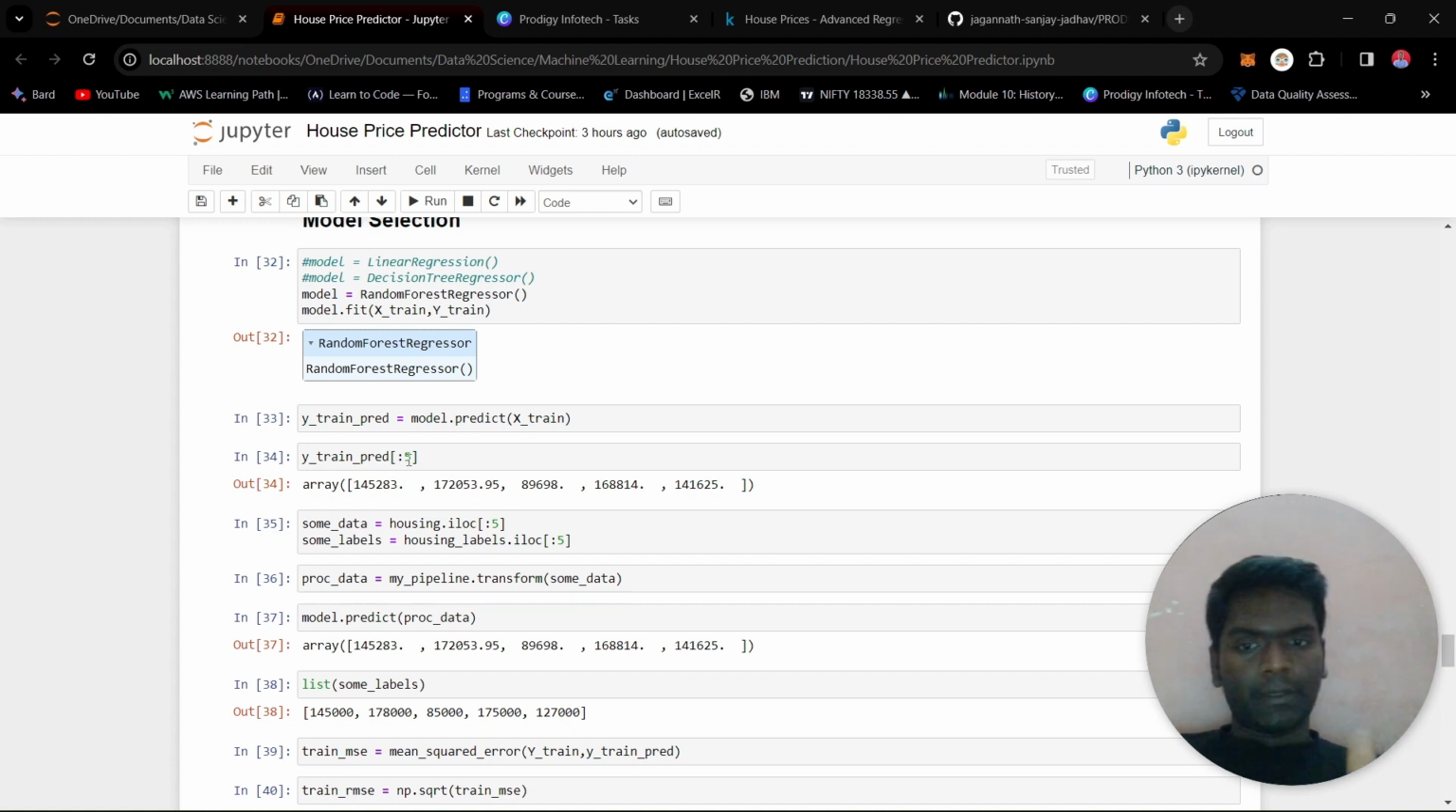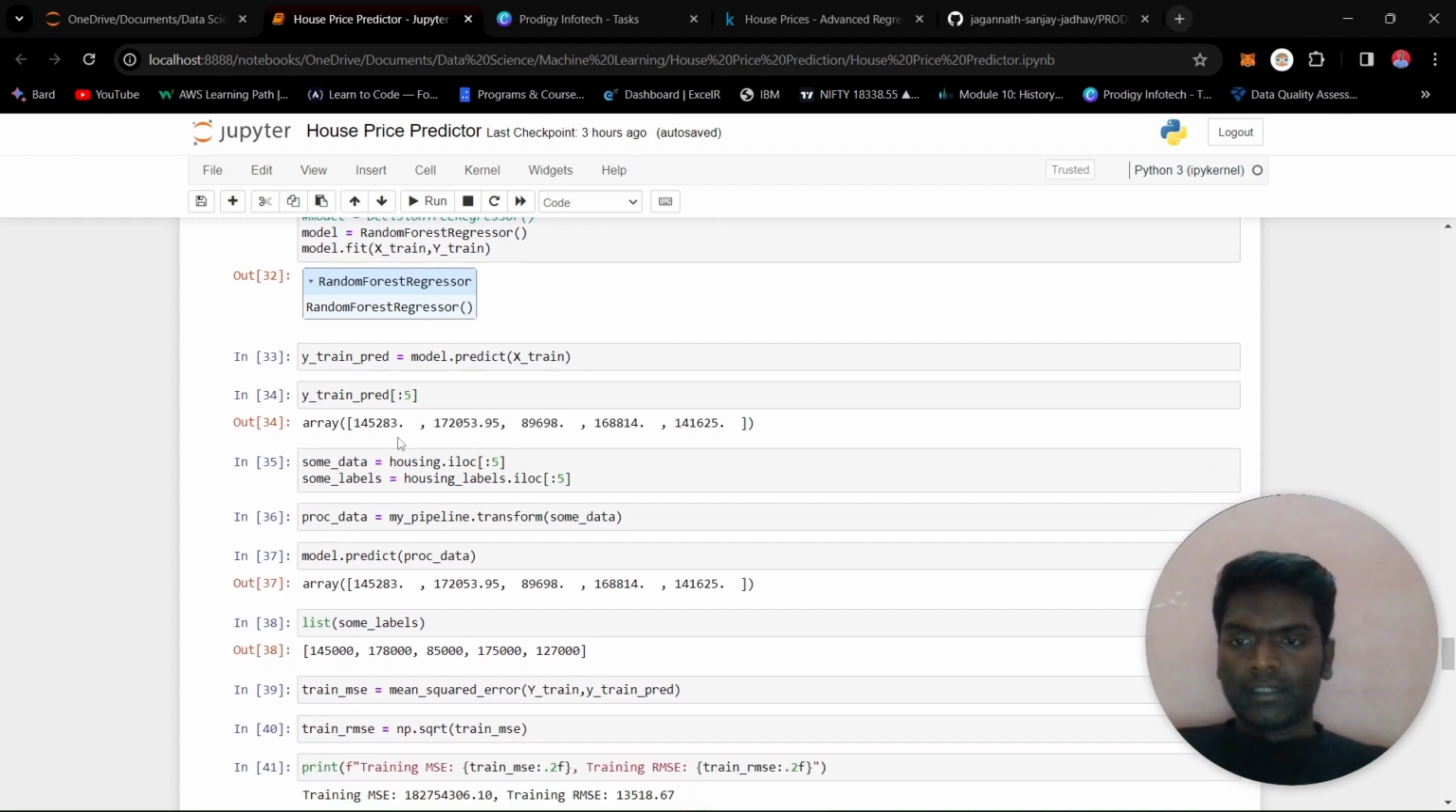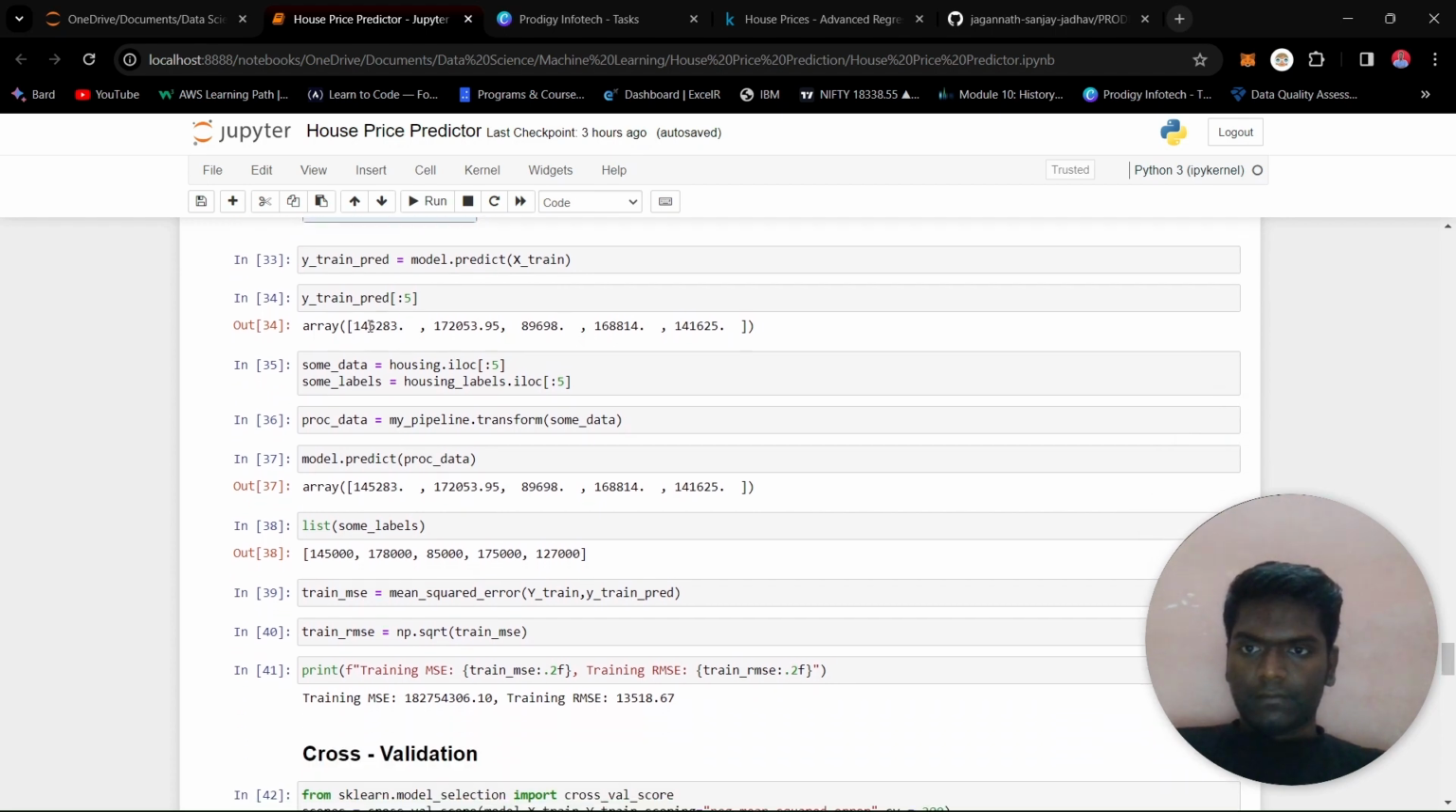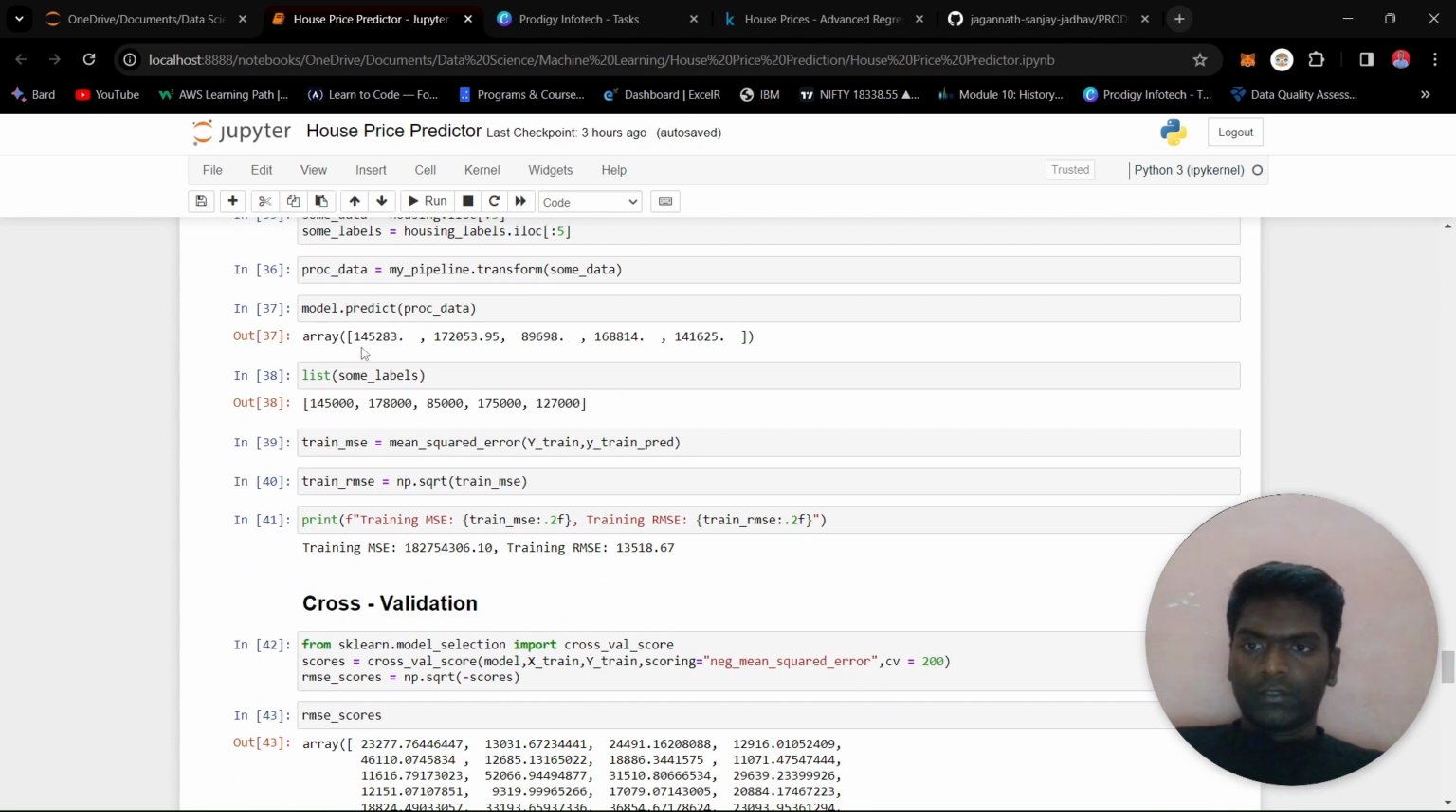We have all the sale prices in the train data set. Still, we are finding out the predicted sale prices, and we'll compare both. Our original sale prices were this, and our predicted sale prices were this. I've predicted 145,283, and I'll compare it with this 145,000. So it's quite close to each other.